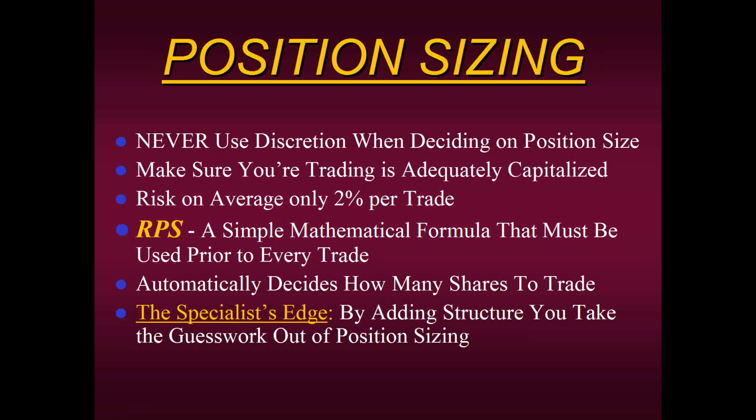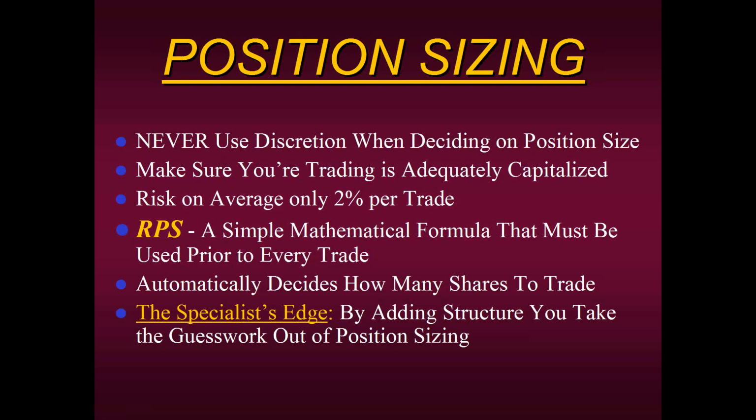Now, the basic format on risk is to only average 2% per trade, all right? The RPS method is a simple mathematical formula that must be used prior to every trade. Now, I know it seems difficult right now. You may say to yourself, well, Steve, my strategy is on the spur of the moment, and I don't have enough time to do this.